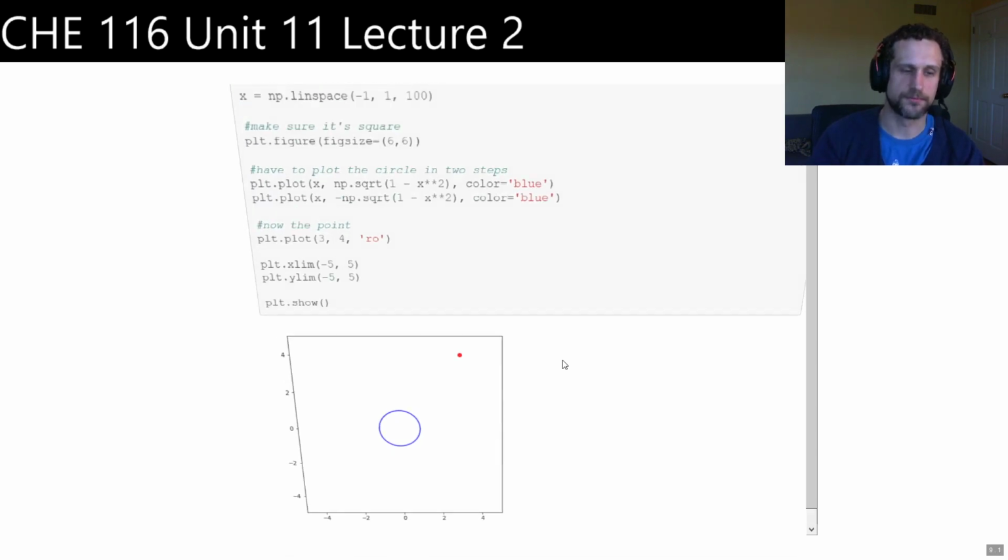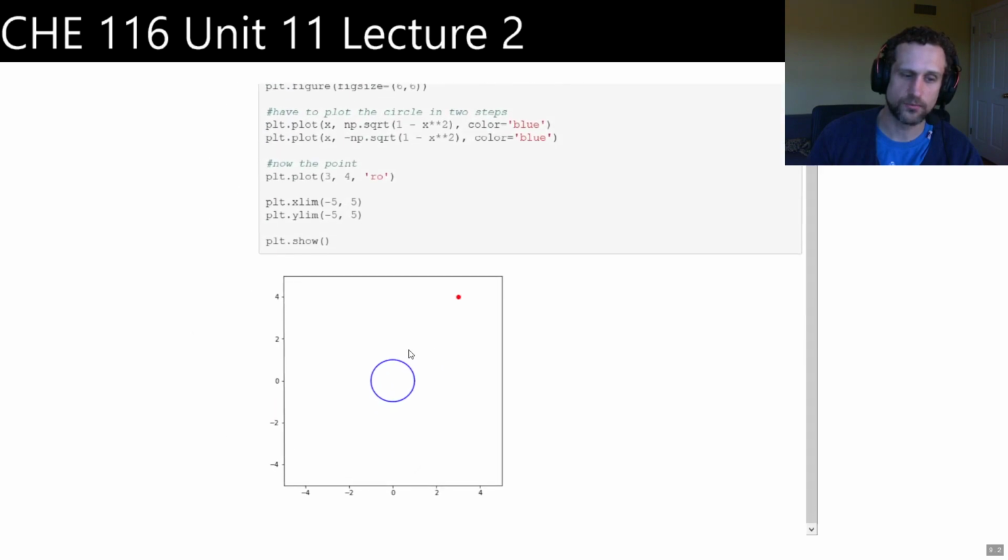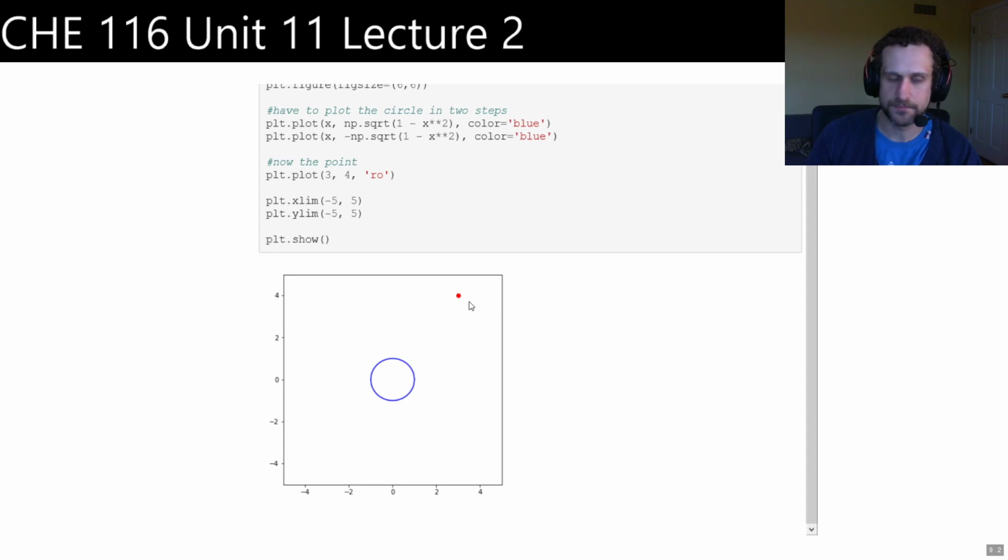So here's an example where let's say that I have x and y and I want them to obey this equation. And I want to then find a point on x and y. So these x and y have to obey the constraint that they sit on this circle. And I want to find a point on this circle that's as close as possible to the red dot. Okay, so this red dot is just something I chose, and I say I want to find what point on this circle is as close as possible to this red dot. That's the setup.